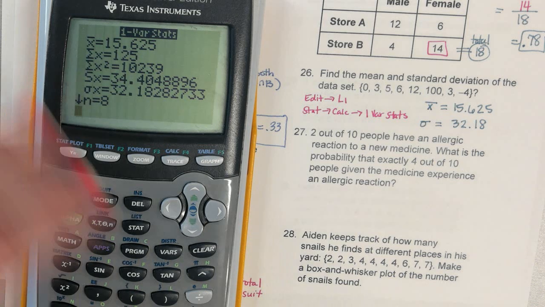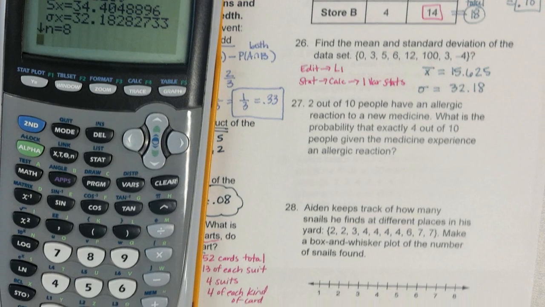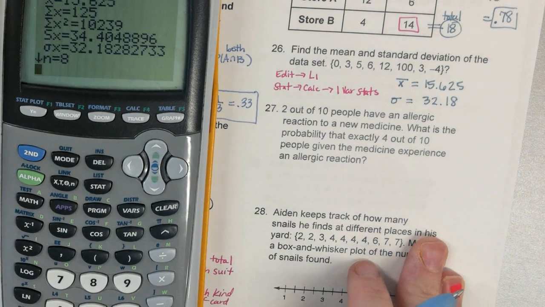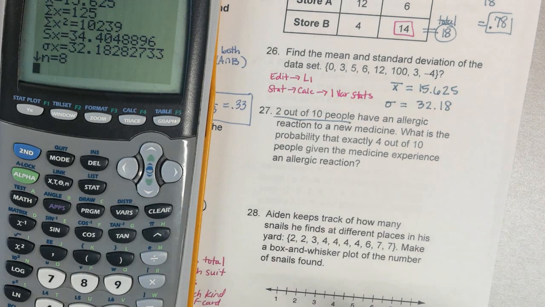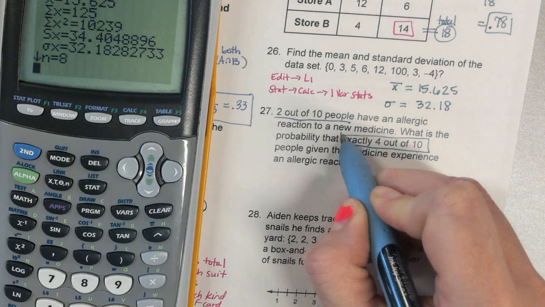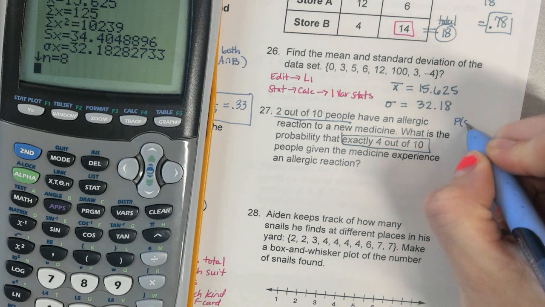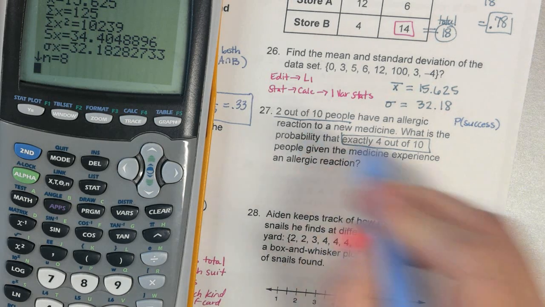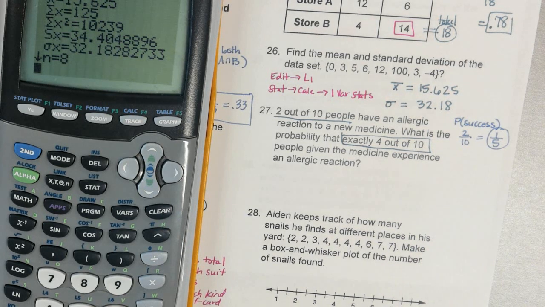Alright, and then 27 is something that we did in 8.6. So in 8.6, we did probability with success and failure rates. This says 2 out of 10 people have an allergic reaction to a new medicine. What's the probability that exactly 4 out of 10 given the medicine experience an allergic reaction? In this case, the probability of success is the allergic reaction. So it's the 2 out of 10, which is 1/5. That's what we're going to be plugging into our equation for P.